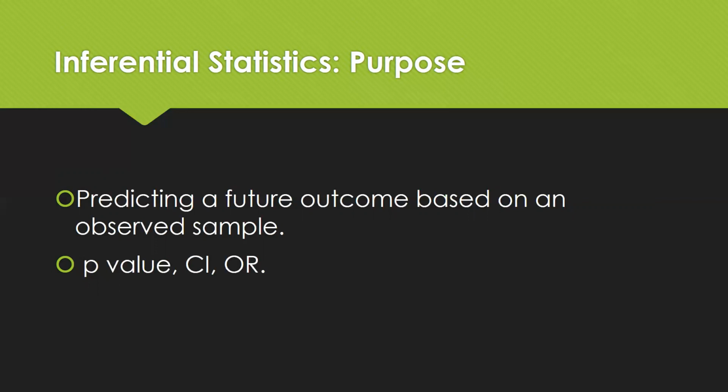And then we have an odds ratio, and this is reported where what we want there for significance is a number that's greater than 1. But the purpose of these inferential statistics is to really predict some aspect of the population.